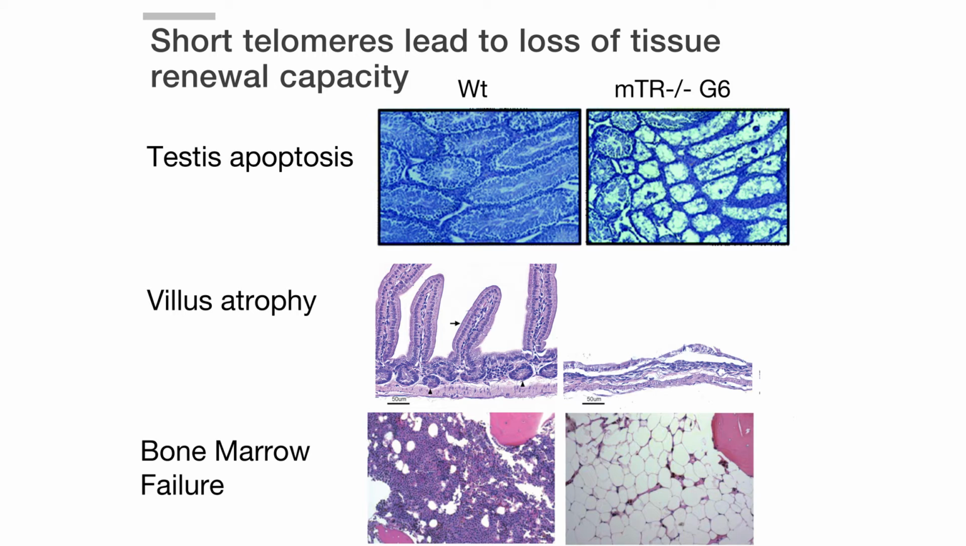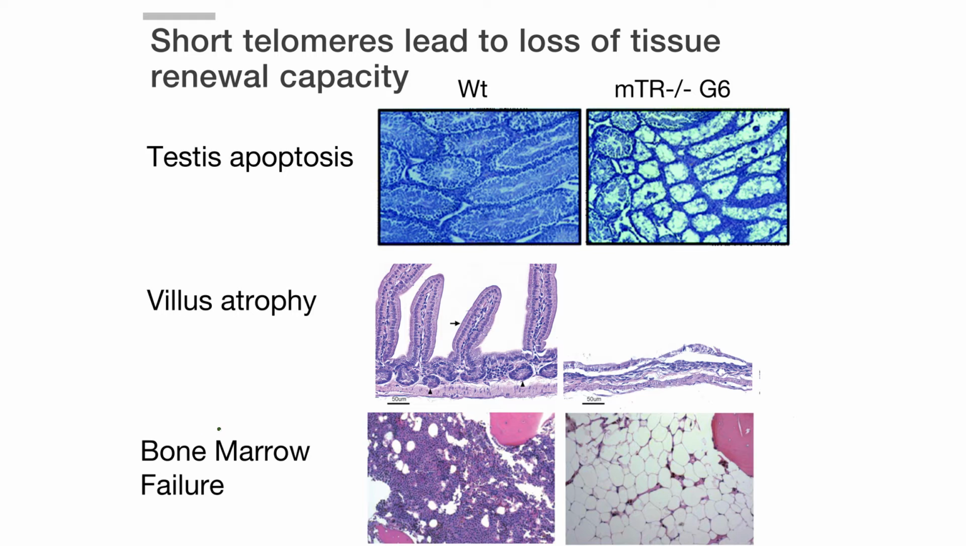We also see intestinal villus atrophy. Normally in the intestinal lining, you see these very nice villi with the stem cells at the base of the villi. And in the telomerase knockout, about half of the small intestine is completely devoid of villi.